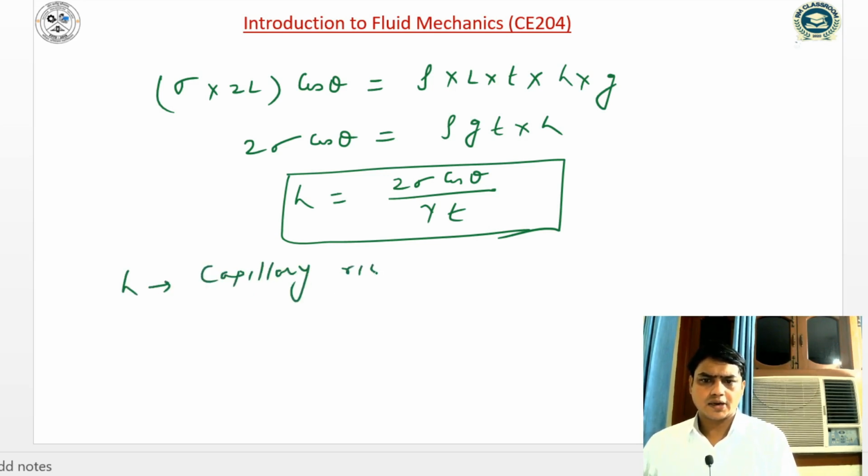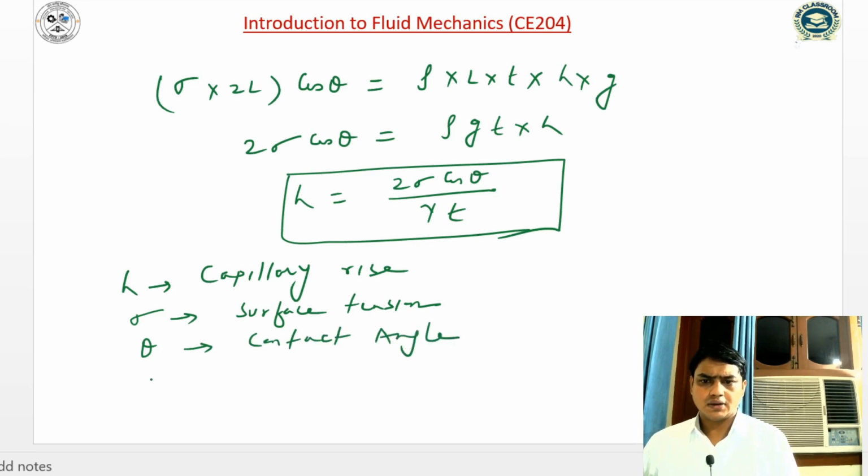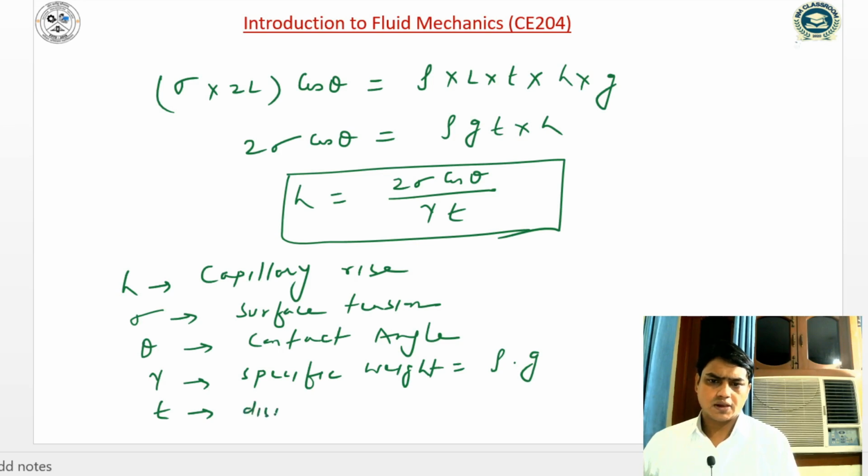capillary rise, sigma is the surface tension, theta is the contact angle, gamma is the specific weight that can also be written as rho into G, and T is the distance between two plates. So it will be H is equal to 2 sigma cos theta by gamma into T.